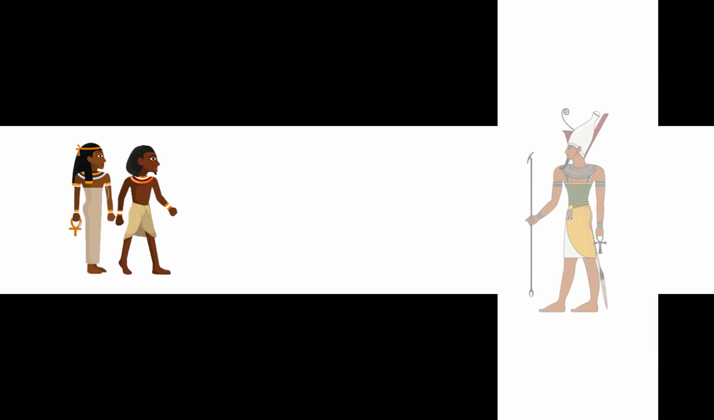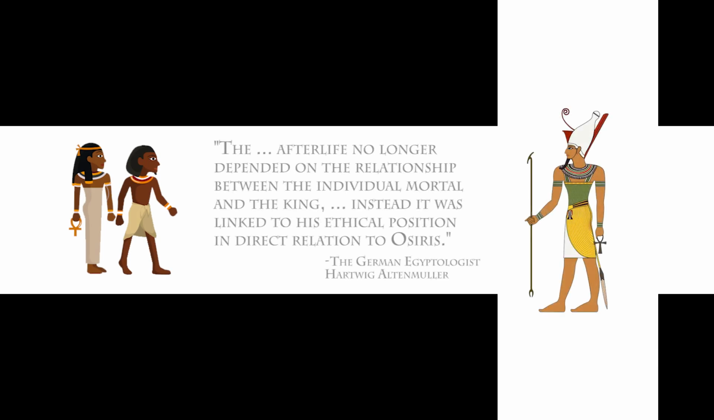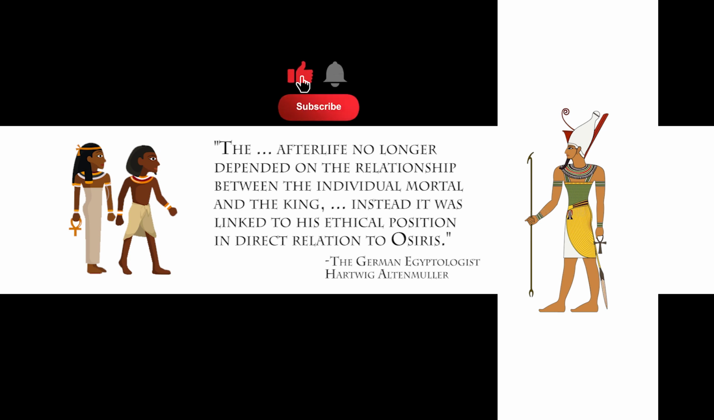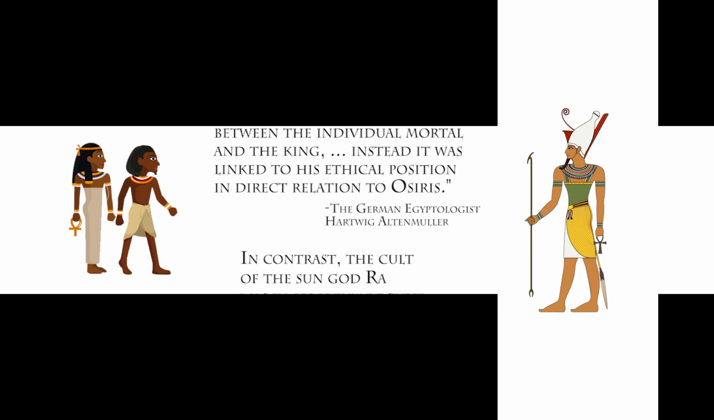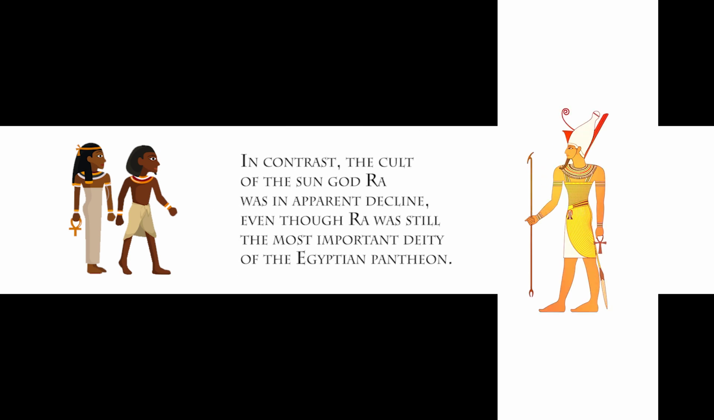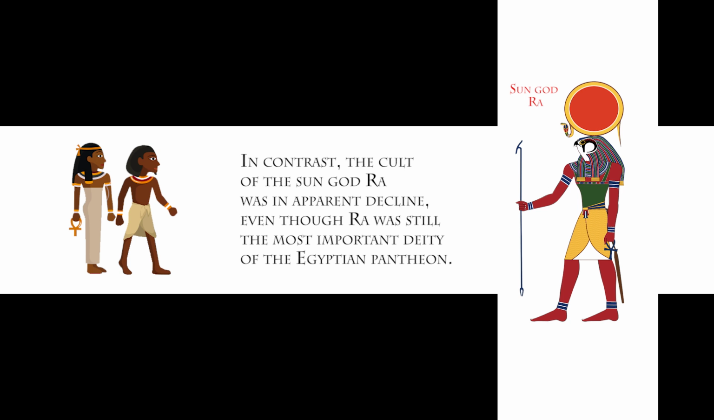For an Egyptian of the time, as quoted from the German Egyptologist Hartwig Altenmüller, the afterlife no longer depended on the relationship between the individual mortal and the king. Instead, it was linked to his ethical position in direct relation to Osiris. In contrast, the cult of the sun god Ra was in apparent decline, even though Ra was still the most important deity of the Egyptian pantheon.